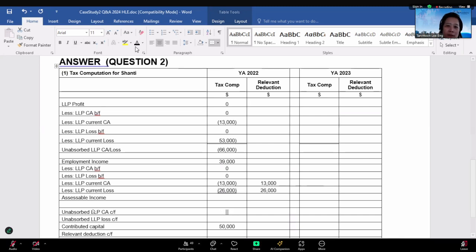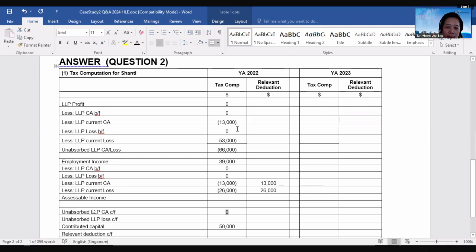Carry forward 0. Nothing already, all utilized for the CA part. 13,000 all utilized, so nothing. This part, how much is left over?